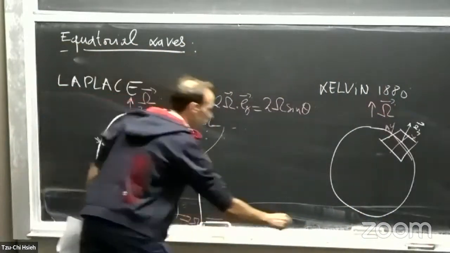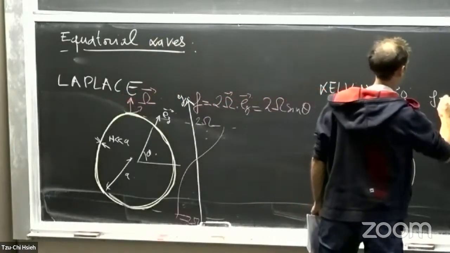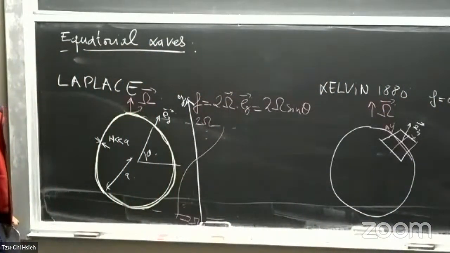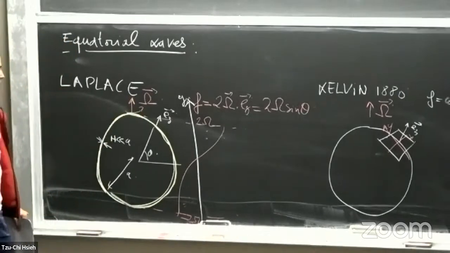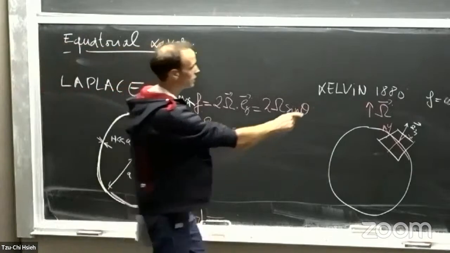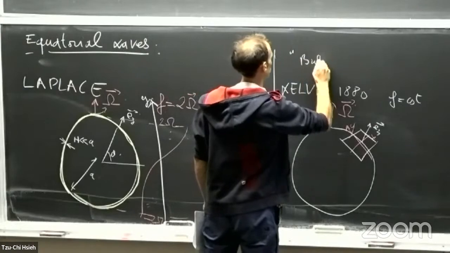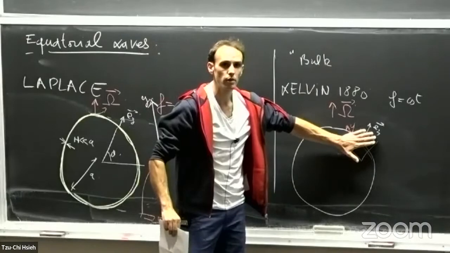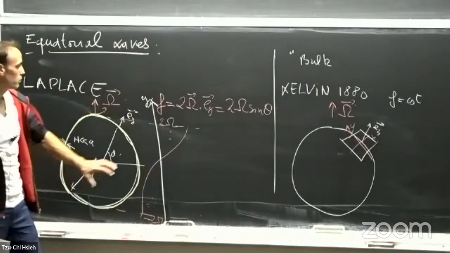And Kelvin assumed that f is constant, the Coriolis parameter is constant. With this simplification, he was able to solve the Laplace equation and discuss the physics of the wave. So I will refer to this problem as the bulk problem. You have to imagine that here you have a material, which is the bulk, the interior, and here another one. And in the Laplace problem, you stack the two bulk problems into an interface problem.